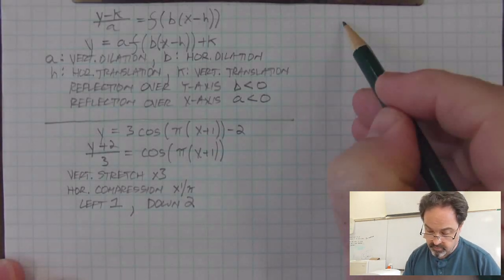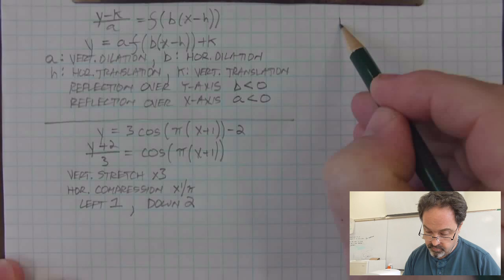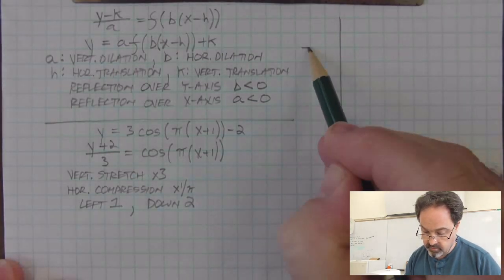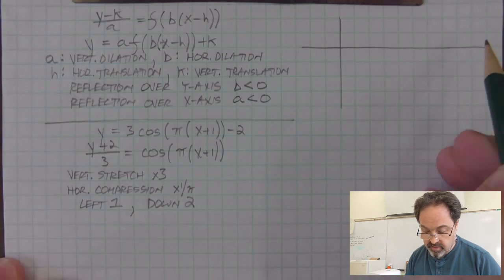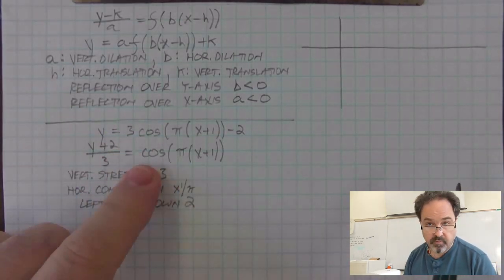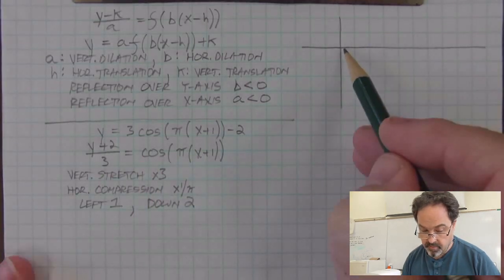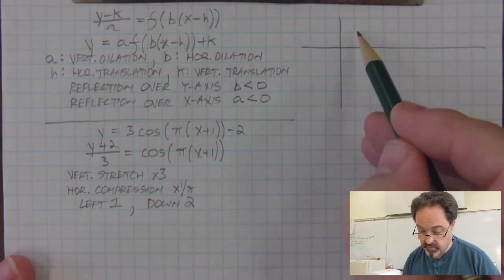So I can use this description and the graph of cosine to get the graph of the transformed function. So what I'm going to do is graph cosine first.